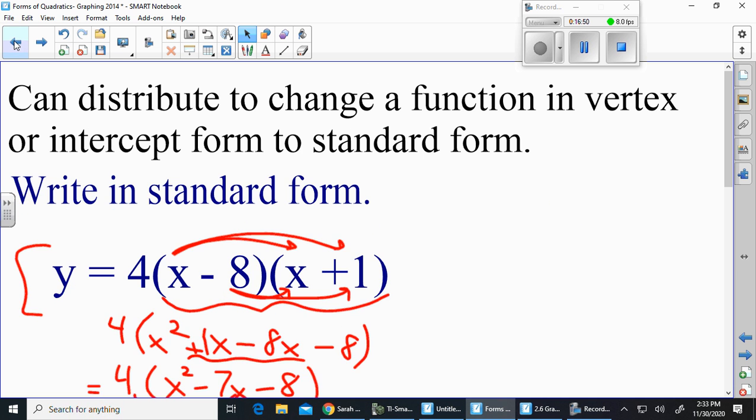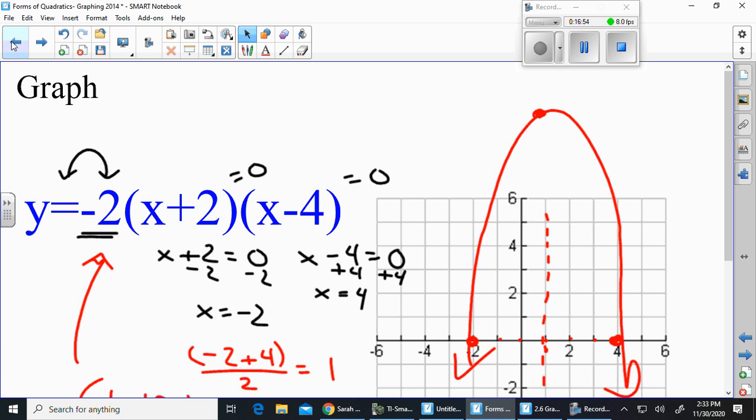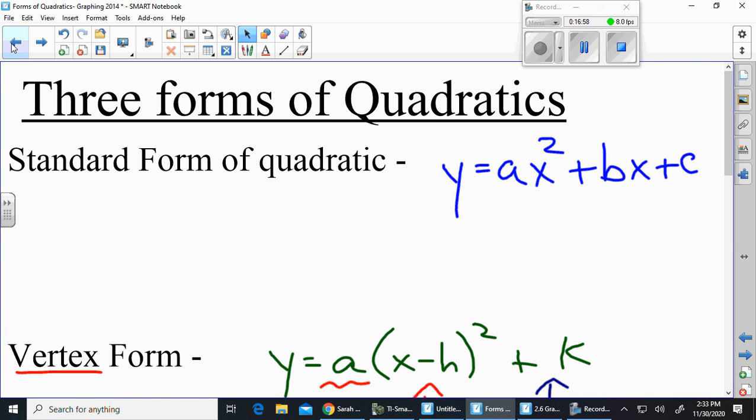Okay, so you want to think of those 3 forms. Then you're asked mostly with the assignment today is just vertex and intercept form. So then you'll have one of each.